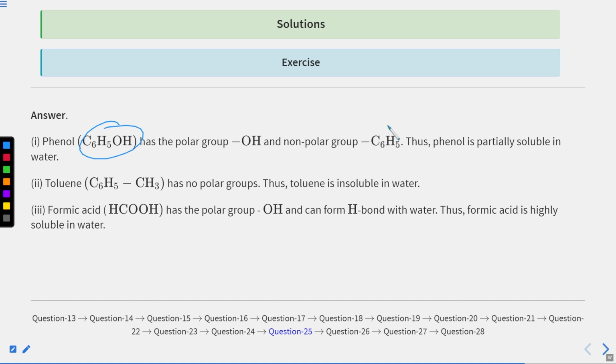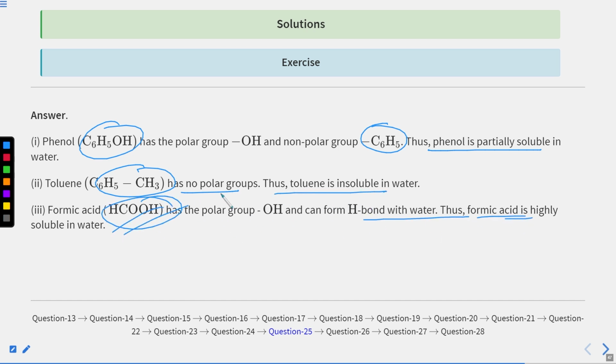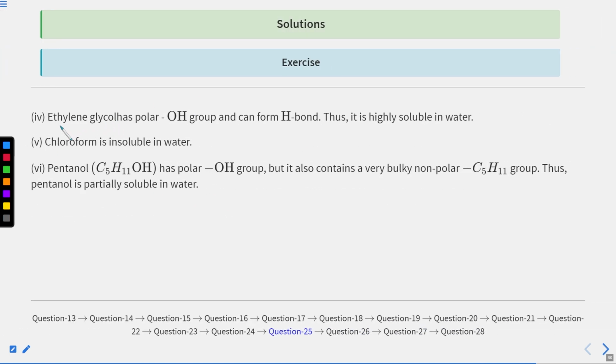Phenol has C6H5, thus phenol is partially soluble. Toluene has no polar group, so it is insoluble in water. Formic acid is highly soluble in water. Next is ethylene glycol, which has OH groups and can form hydrogen bonding, so it is highly soluble in water. As I have told you, chloroform is insoluble, and pentanol also contains a very bulky group, so it is partially soluble.